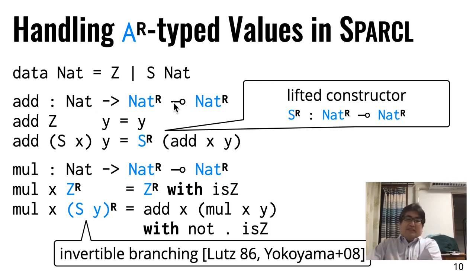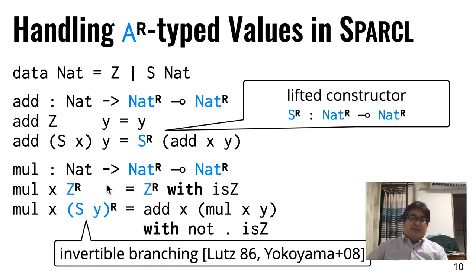Here is a partially invertible addition written in Sparcl. This definition is very similar to the standard unidirectional version. But here, the function takes an ordinary natural number and an invertible natural number and returns an invertible natural number, to highlight its partial invertibility. To construct an invertible natural number, instead of using ordinary constructors, we use lifted constructors such as S superscript R.